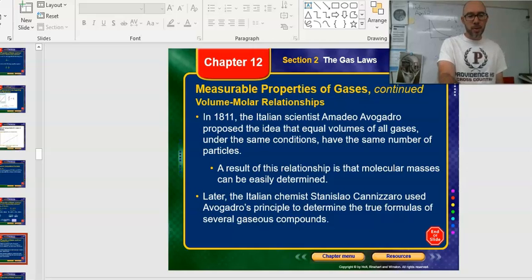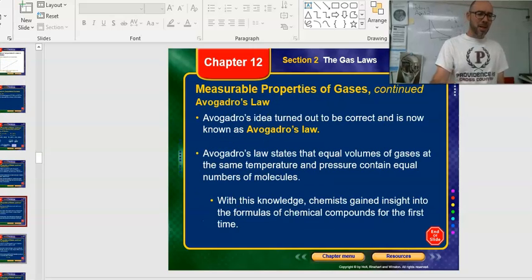But now we got to go between here. Stanislao Cannizzaro used Avogadro's principle to determine the true formula of several gaseous compounds. He's like, wait, carbon dioxide is CO2 and oxygen is O2, not just O. And now we can write formulas for things where before we couldn't do that. It all started with gases, folks.